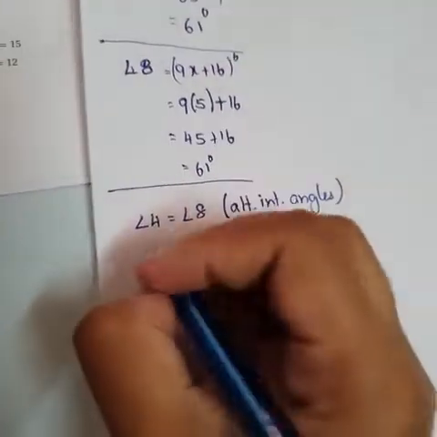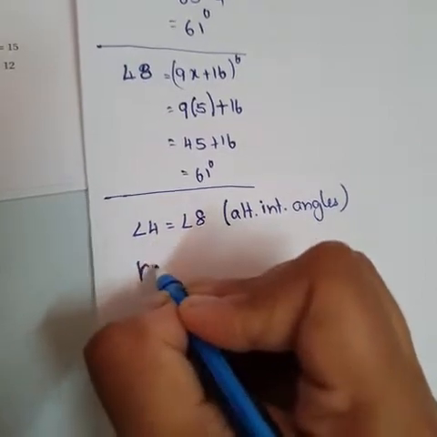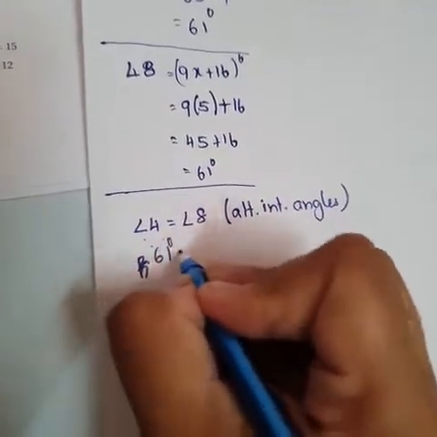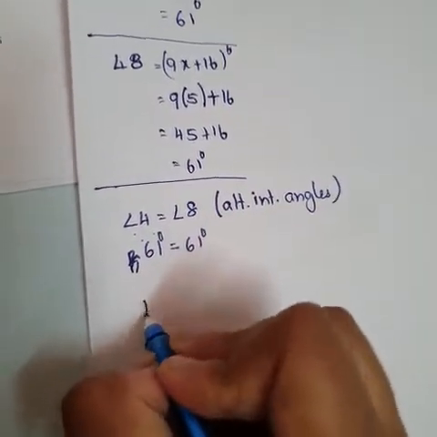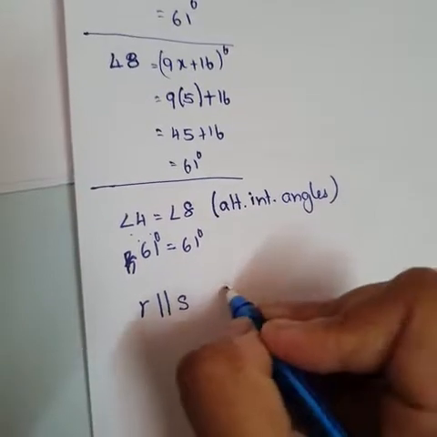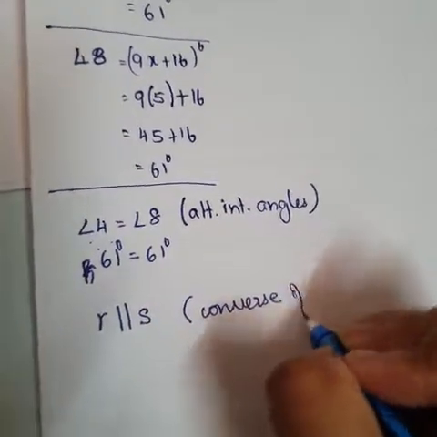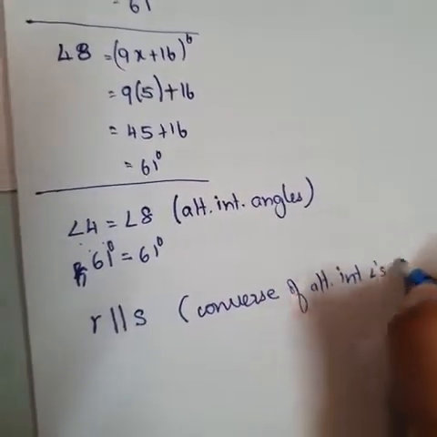Alternate interior angles. So you have to prove that R is parallel to S. What is the measure of angle 4? Angle 4 was 61 degrees and angle 8 is also 61 degrees. So now you have to prove that R is parallel to S because of the converse of alternate interior angles theorem.